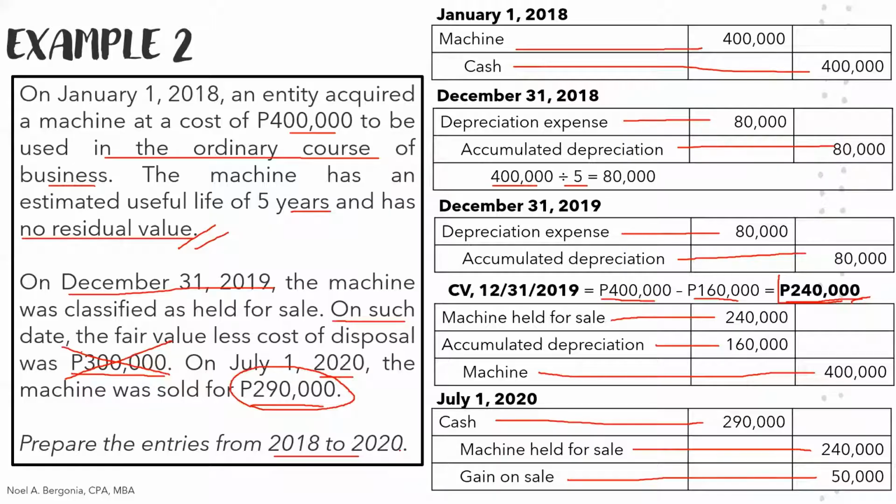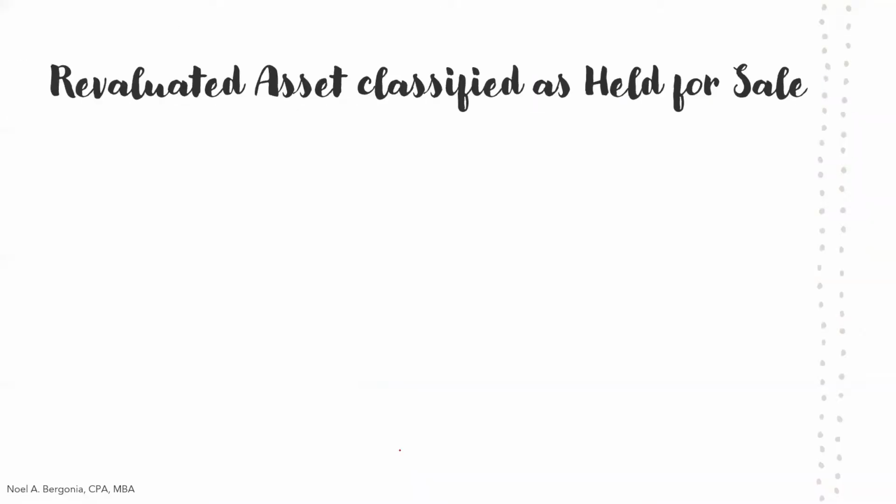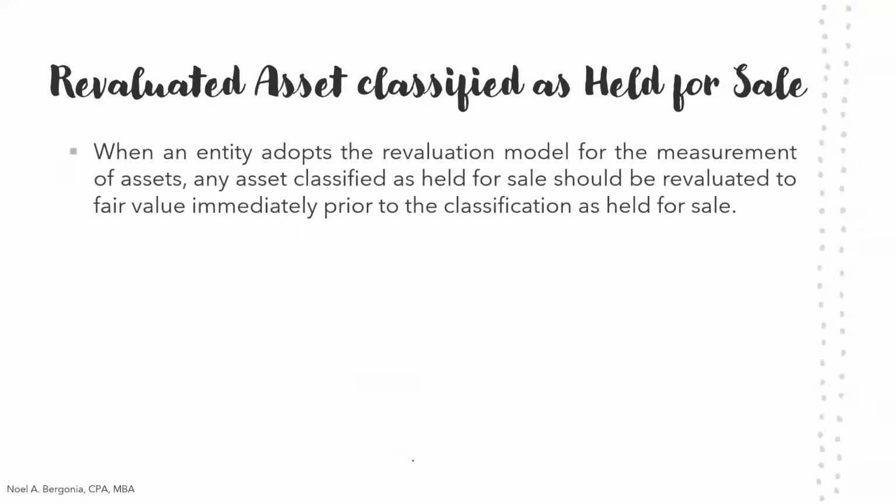What if, earlier we discussed, the asset was based on the cost model, meaning the original cost less accumulated depreciation. Now, what if your particular non-current asset held for sale was reclassified from a revalued asset? Revalued assets classified as held for sale. When an entity adopts the revaluation model for measurement of the asset, any asset classified as held for sale should be revalued to fair value prior to the classification as held for sale.